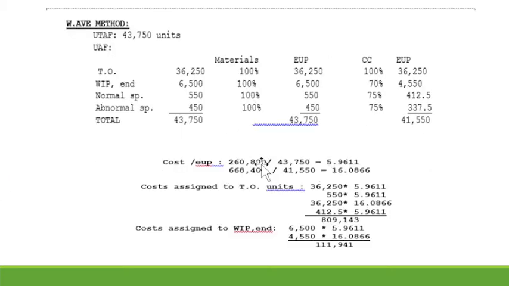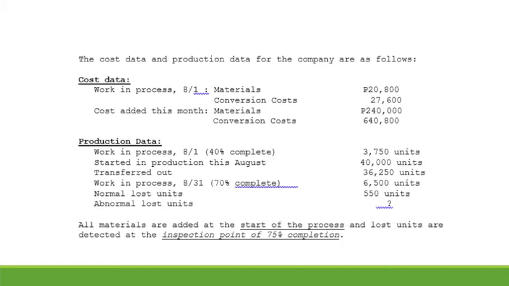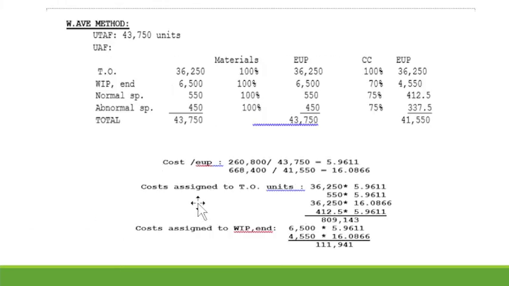Ito siya, 260,800. Kapag naman conversion cost ay 27,600 plus 640,800, that is 668,400. You divide it to your EUP computed. So, meron ka ngayong cost per EUP na 5.9611 para sa materials at para sa conversion cost 16.0866. So kapag na-compute mo na ito, gamitan mo lang siya nung ginawa din natin kanina sa FIFO method.